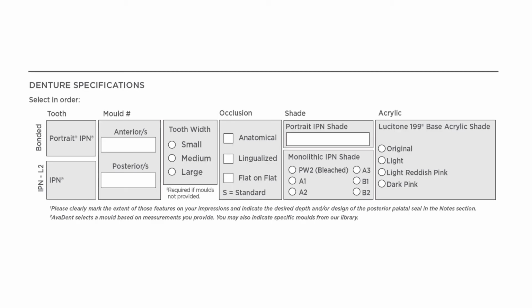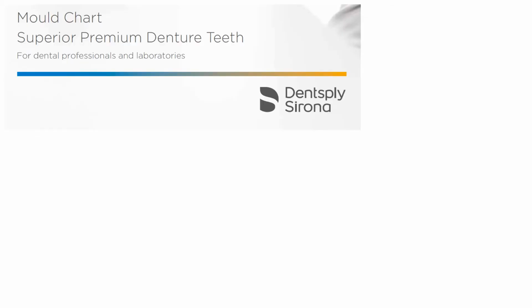You will now have to make selections for the denture specifications, starting with the tooth mold. If you do not enter any information in the tooth mold fields, Avident will select a mold based on the measurements you provide. If you're using a traditional wax rim, make sure that you can clearly identify the midline and distals of the canine, as well as the high smile line. The IPN mold chart can also assist you in selecting the proper denture tooth.